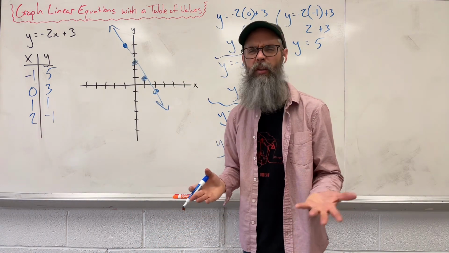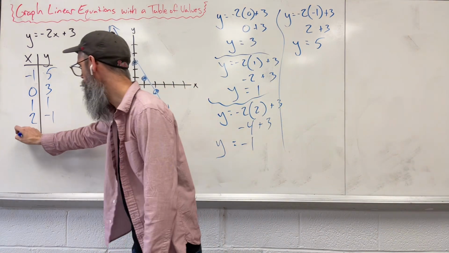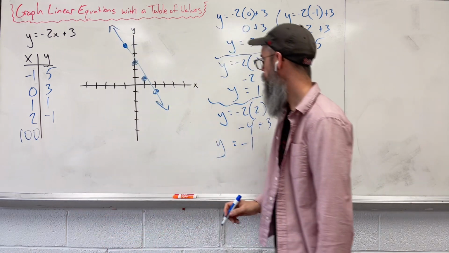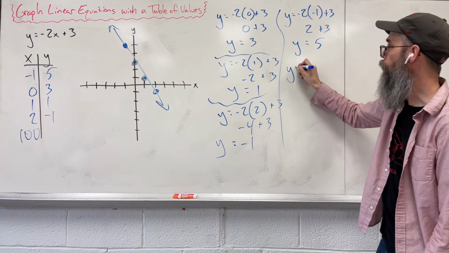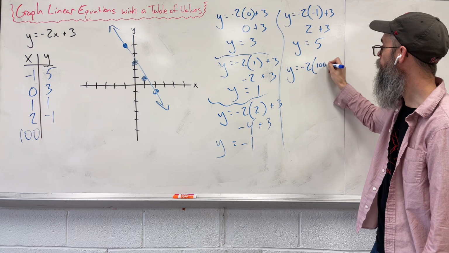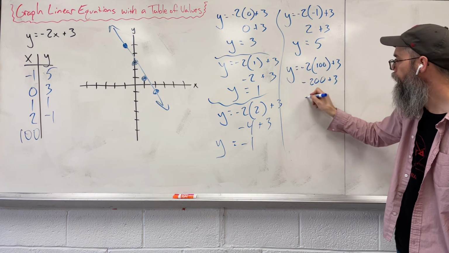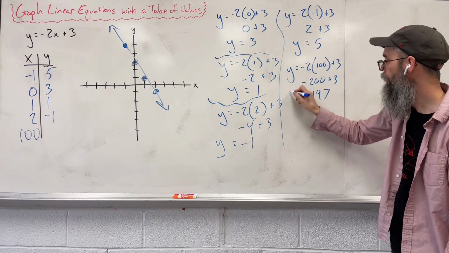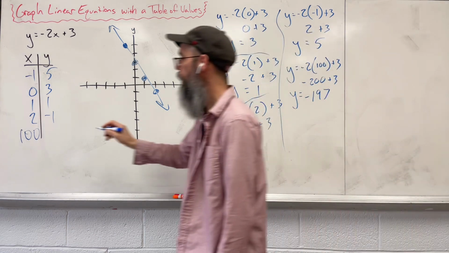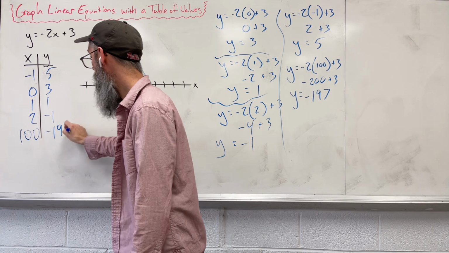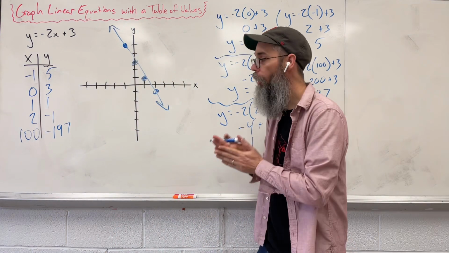What if I wanted to do something else? What if I want to do a big number? Let's plug in 100. What happens? Well, y equals -2 times 100 plus 3, giving us -200 plus 3, leaving us with -197. Whoa. Okay, so I can do it. I can plug in 100.